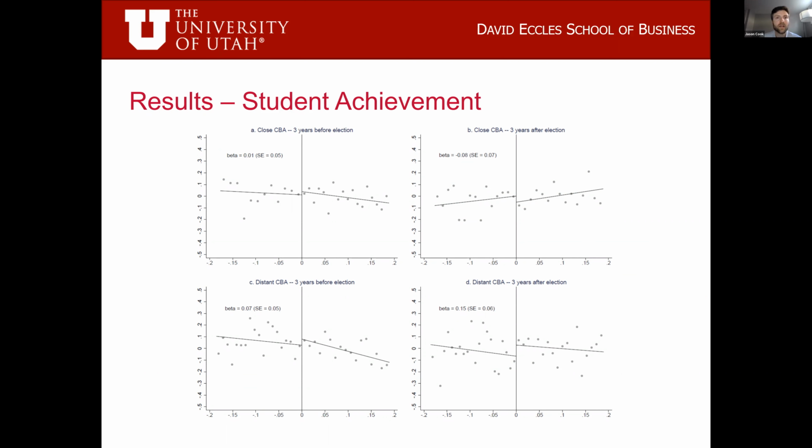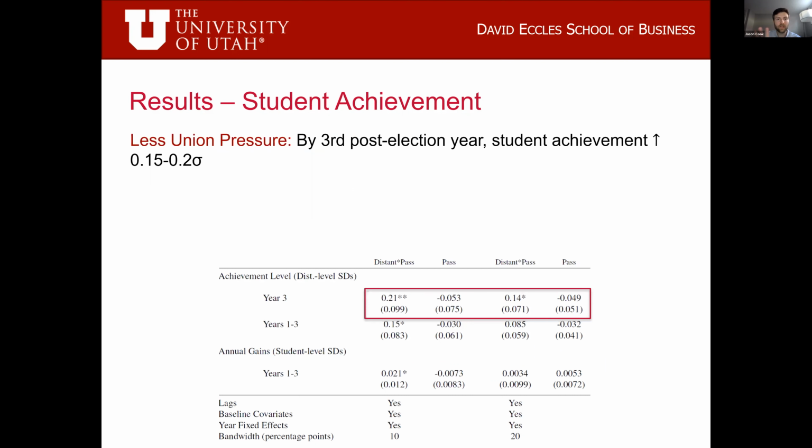This is showing for close and distant districts what happens 3 years before the focal election, so there should be nothing. And then 3 years after, the close ones, these are the ones facing union pressure, it's basically 0. There's no change in student achievement. But the districts that face an increase, or that face union pressure when they allocate their resources, experience an increase in student level achievement. So the full estimates here.